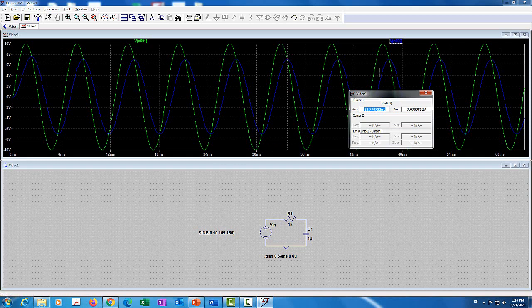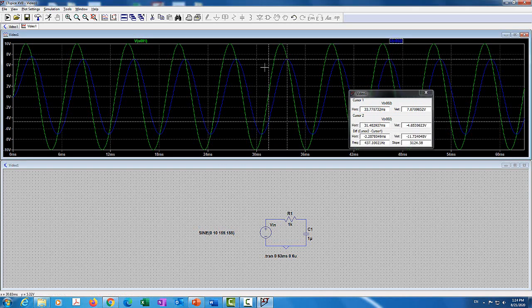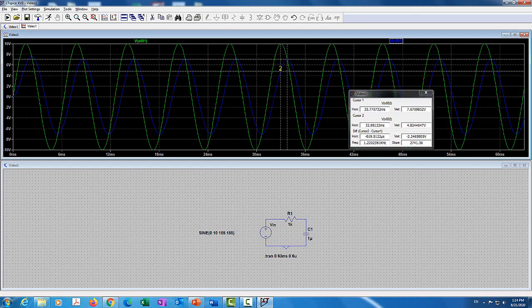Clearly, if you wanted to measure the time difference between the two peaks, multiply that by the frequency times the 360 degrees, and it is going to give you 45 degrees. Right? So you can also calculate the phase difference if you want it.